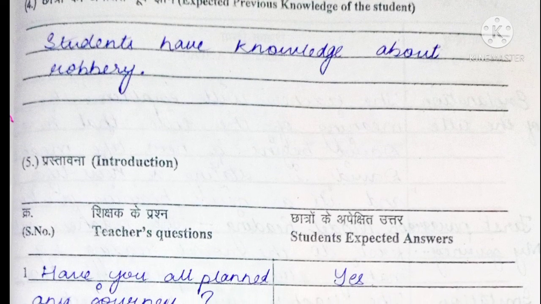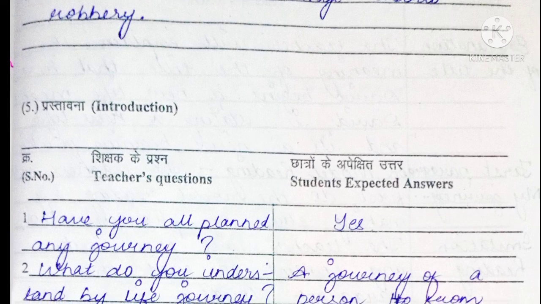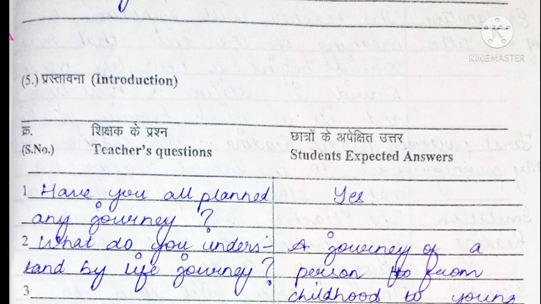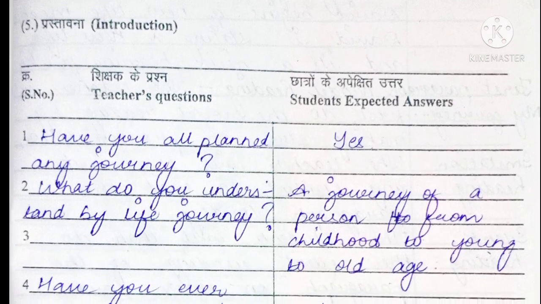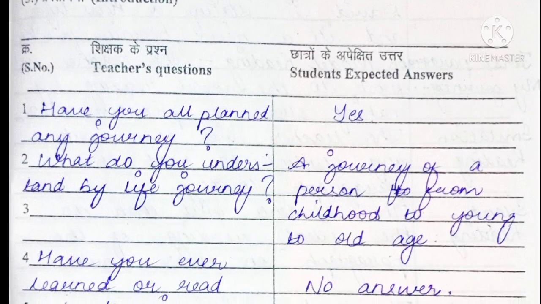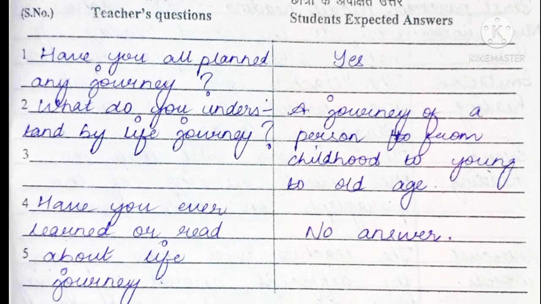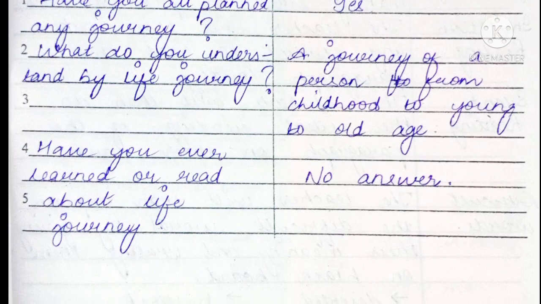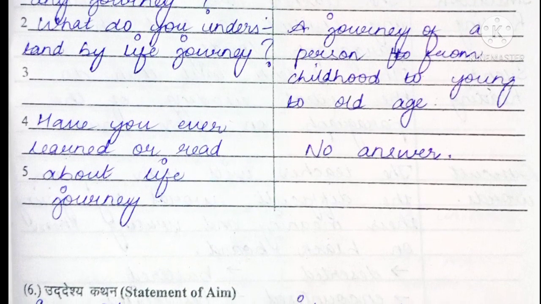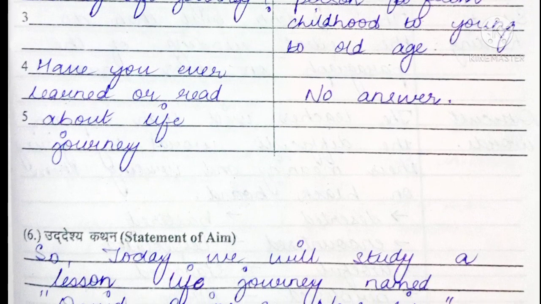Then our next point is of expected previous knowledge of the students, in which we have to write what is the knowledge which our students already have. Then our fifth point is of introduction, in which we have to ask a few questions and have to write the expected answers of that questions. Then in the sixth point, which is of statement of aim, we will tell our students about the chapter which we are going to study in the class.